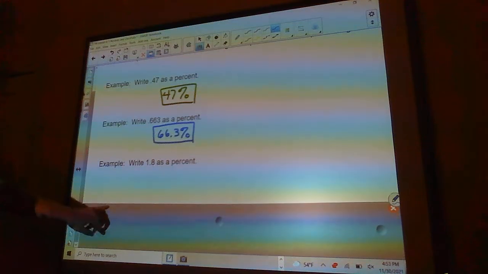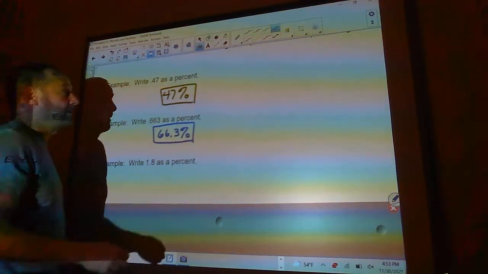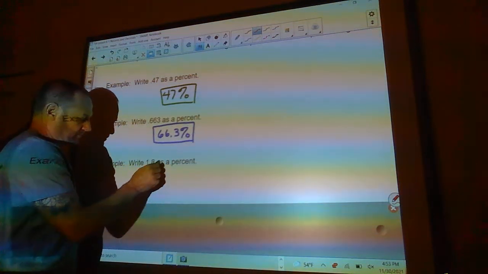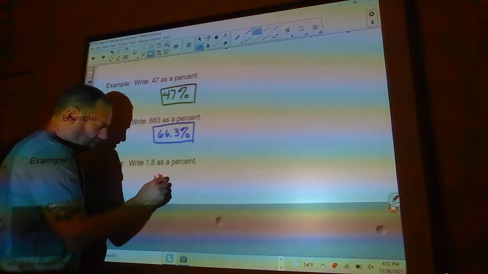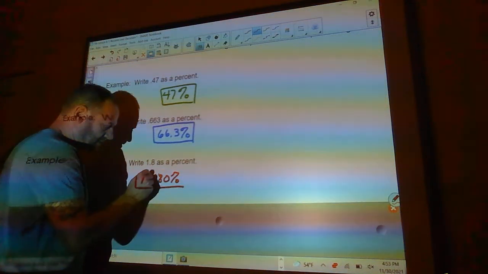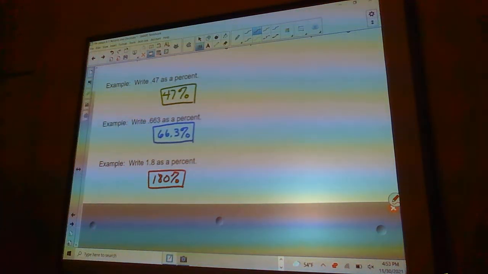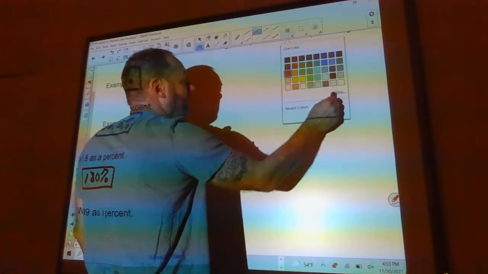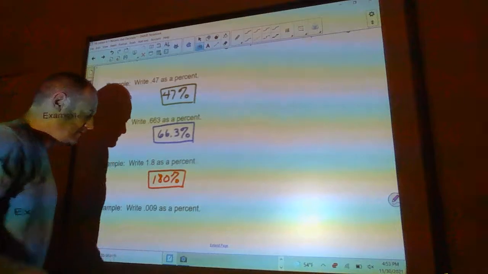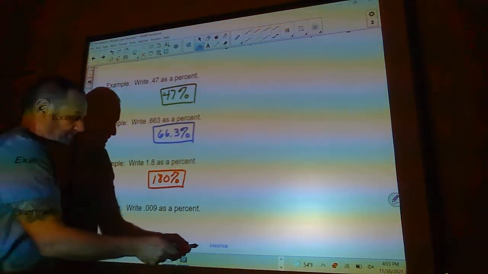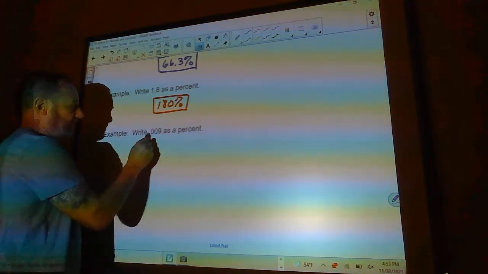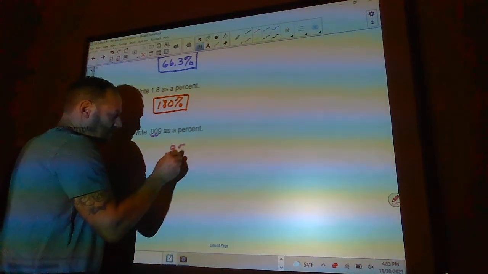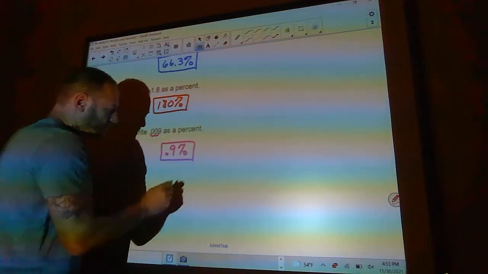Write 1.08 as a percent, or I'm sorry, 1.8 as a percent. That's going to be move the decimal 2 places. That would be 180%. And then finally, 0.009 as a percent. This one gives people some fits sometimes, but I move the decimal 1, 2, and I get 0.9%.